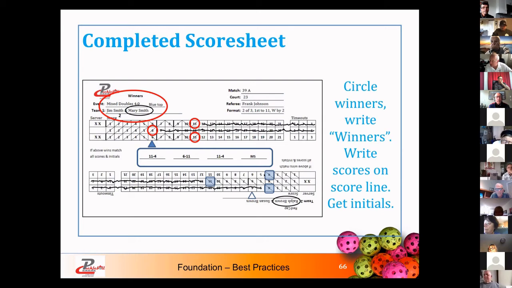When that goes into the desk, what they'll do with you standing there is they're going to take a felt pen and they're going to go winners, Mary and John Smith, and they'll put their highlighter on the winners and highlight their names. They will then go 11-4 and highlight those. They'll go 6-11, highlight that, and 11-4 and highlight that. Then they'll highlight the initials and they'll go good. Thank you very much. And that's when you're dismissed. And you can go sit down and wait for your name to be called for the next match.